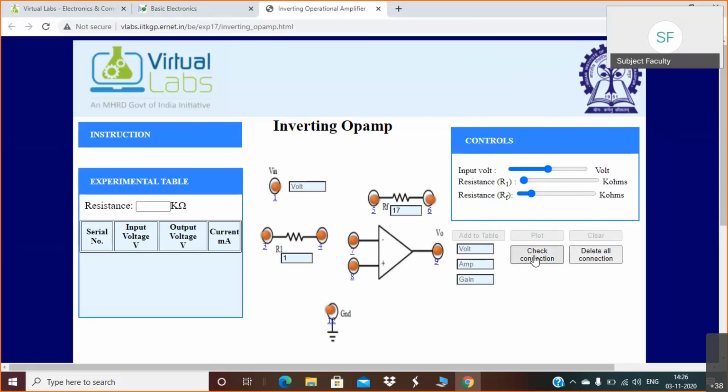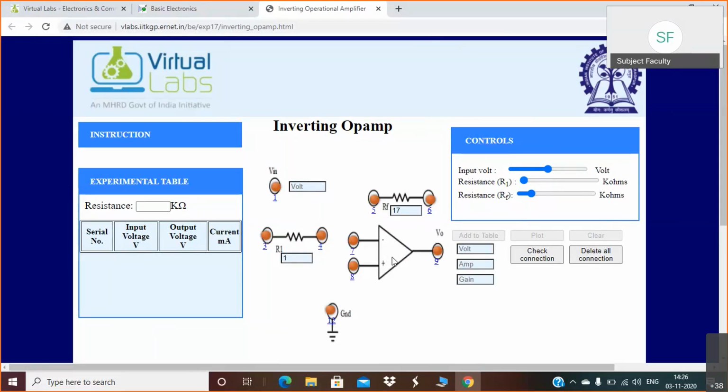Okay, so again you can also check your connections, you can delete your connections. So first we will see what are the connections. How to connect this circuit is already mentioned in the procedure. So I'm just trying to connect it.